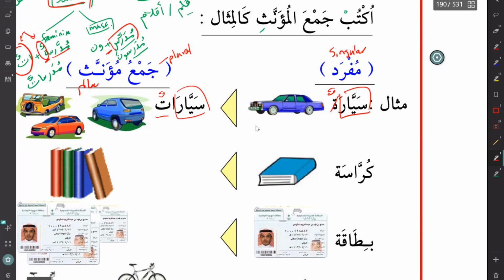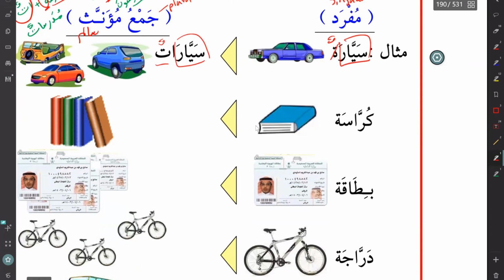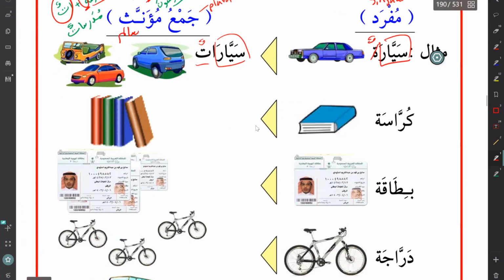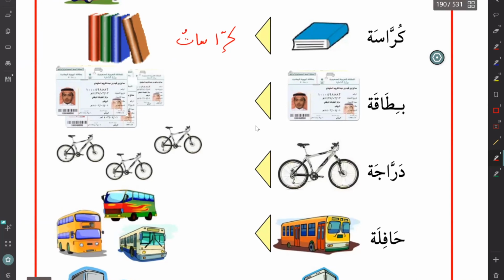We're just adding the plural ending. Kurrasatun, kurrasatun. Make sense? Then we have bitaqatun. How would you say it? Bitaqatun.